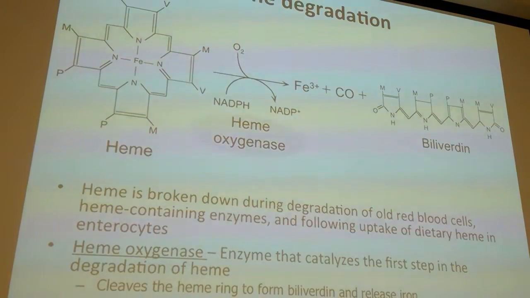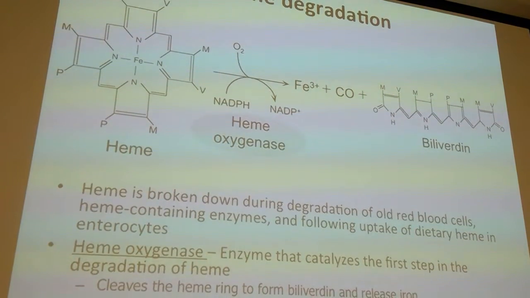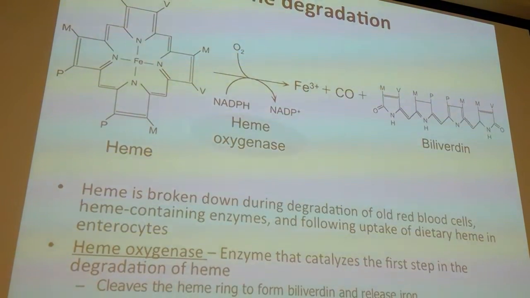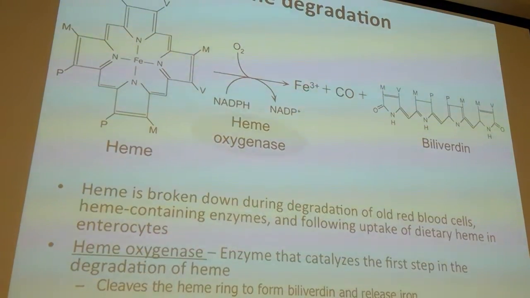In addition, it's happening in enterocytes when we take up dietary heme, and then the other site, probably the main site, is in the spleen and macrophages as they break down old red blood cells. It's going to be a ton of hemoglobin and a lot of heme degradation and recycling of that iron. Okay, so we have to degrade heme to recycle the iron that's stored inside the heme, right?